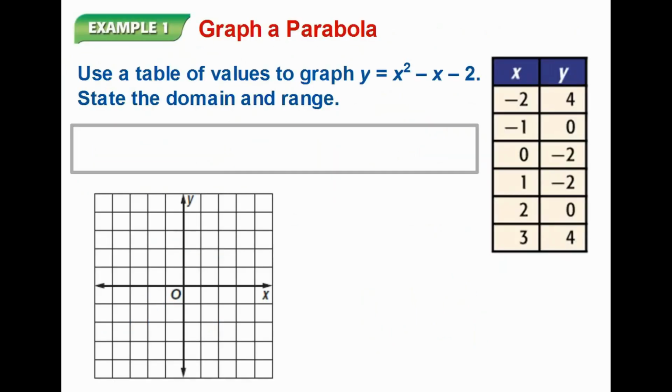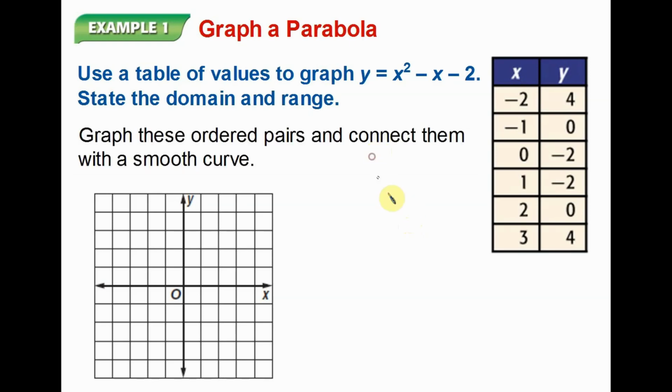First of all, let's begin by graphing a parabola. Use a table of values to graph y equals x squared minus x minus 2. State the domain and range. What we're going to do is use those ordered pairs and connect them with a smooth curve. The first one is at (-2, 4), right here, then (-1, 0), (0, -2), (1, -2), (2, 0), and (3, 4).